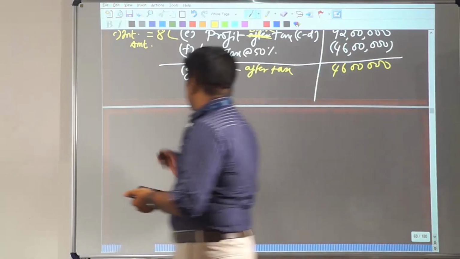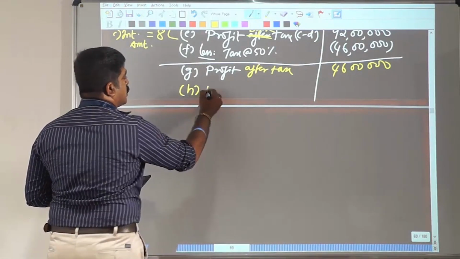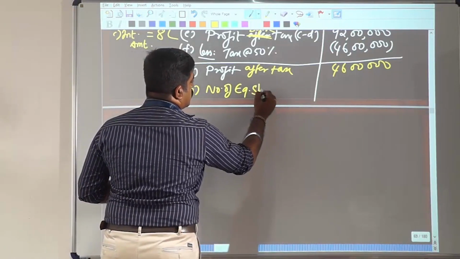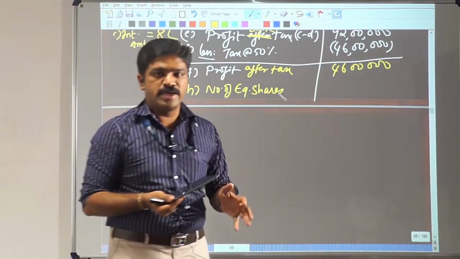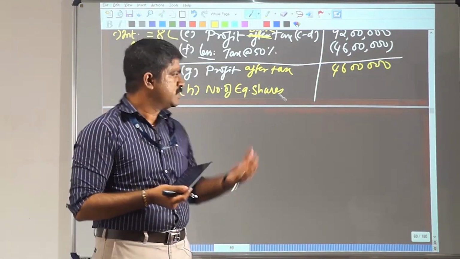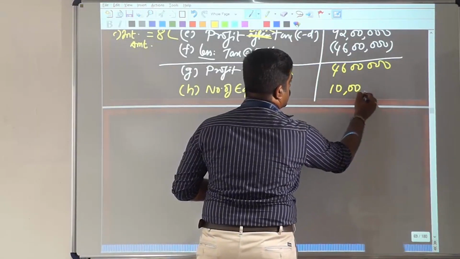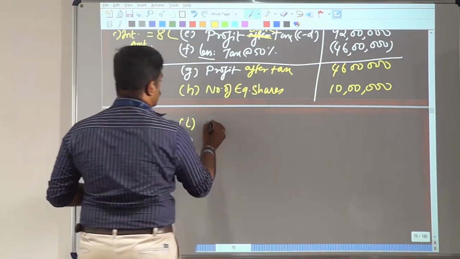So here what I'll do, I'll divide it by the number of equity shares. See, when you go for a debt option, you are not raising any equity. So already they have 10 lakh shares and the 10 lakh will continue, right? So the number of equity shares is 10 lakh. So what's going to be the EPS?